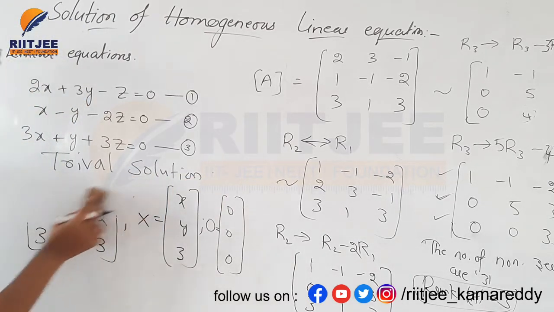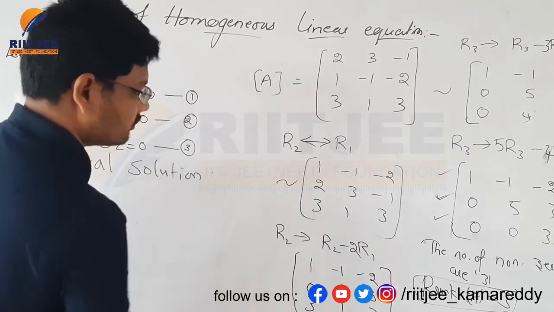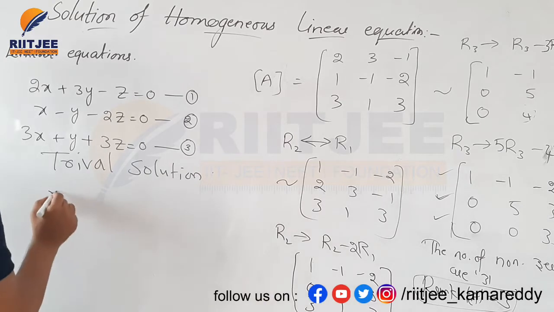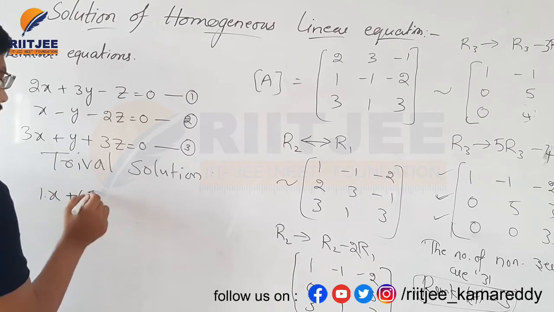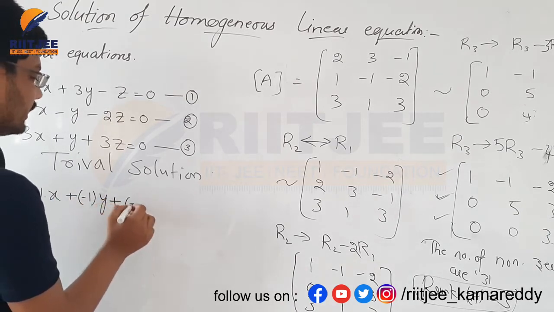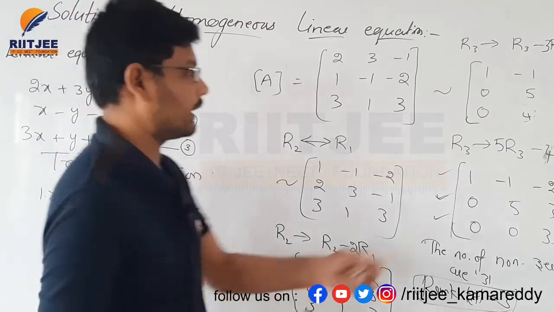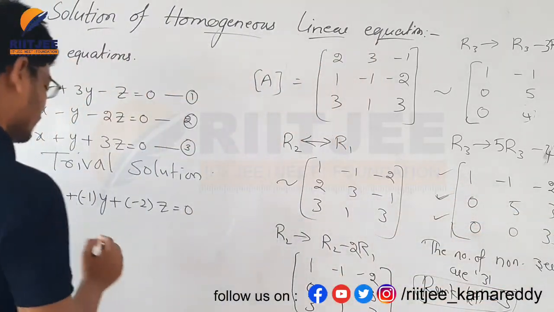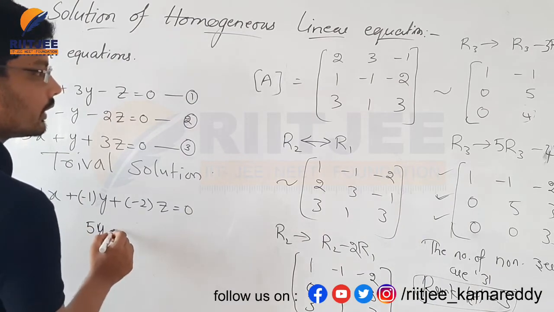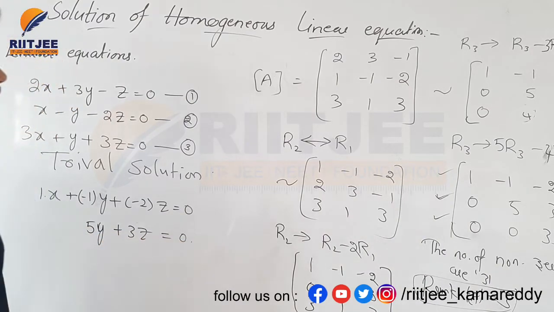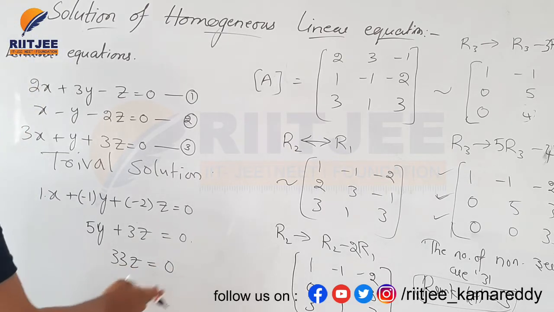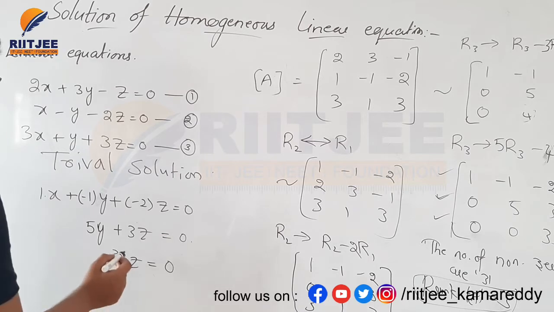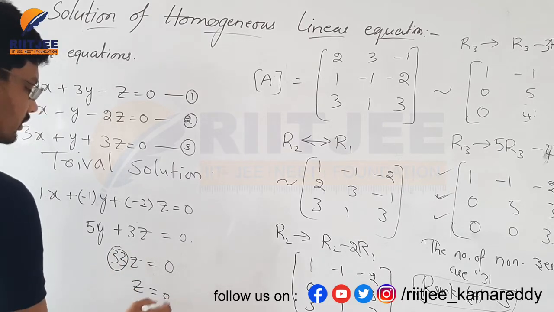Now we need to find the values here. Let's substitute into the matrix with x, y, z: 1 into x plus minus 1 into y plus minus 2 into z is equal to 0. I am multiplying x, y, z with the coefficient matrix. Next, 5y plus 3z is equal to 0, and finally 33z is equal to 0. Next, here z is equal to 0.